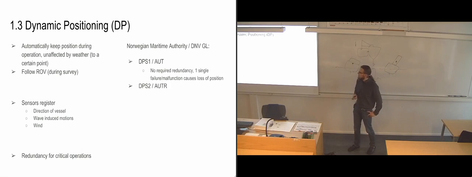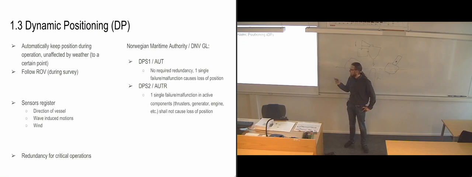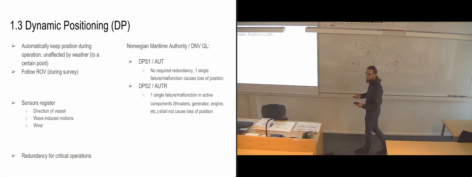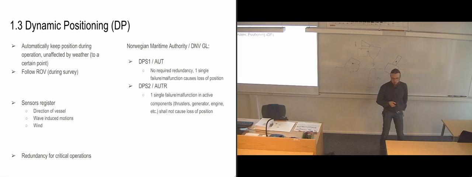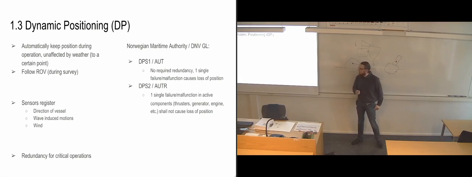And then you have DPS2 or AUTR. There is one single failure or malfunction in active components, so a thruster, a generator, an engine, a component that is actually performing some of the work needed in order to keep the vessel in place, shall not cause loss of position. So that if you have one failure, you're going to still be able to keep your position.